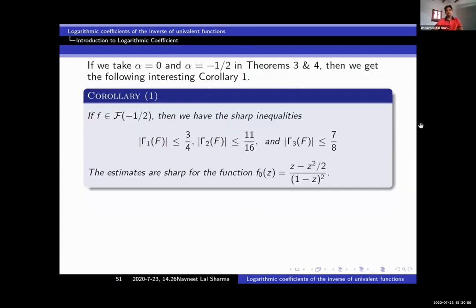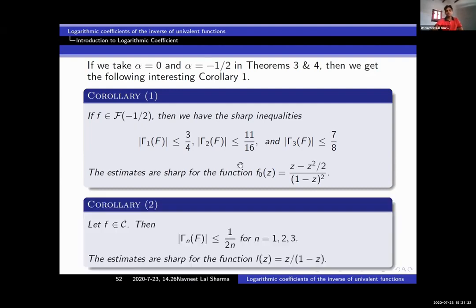Now if I am taking a particular value of alpha, suppose I am taking alpha equal to minus half, that means f in the class F of minus half, that means f in the class of close-to-convex functions. Then we have this result, modulus of gamma 1 less than or equal to 3 by 4, modulus of gamma 2 less than or equal to 11 by 16, and this is another. And these inequalities are for this function. But we are unable to find the bound for modulus of capital gamma n. This is till now an open problem, and we are trying to solve that problem.